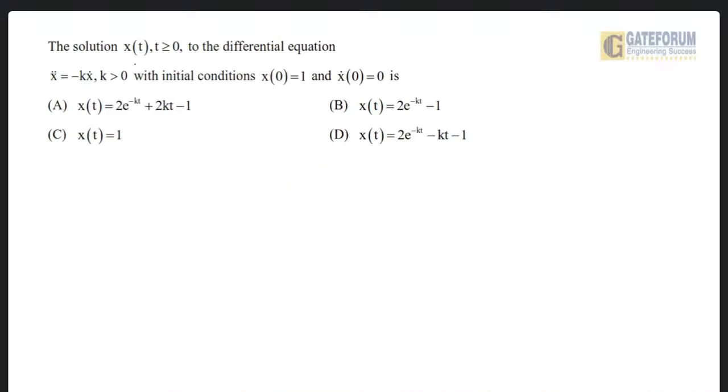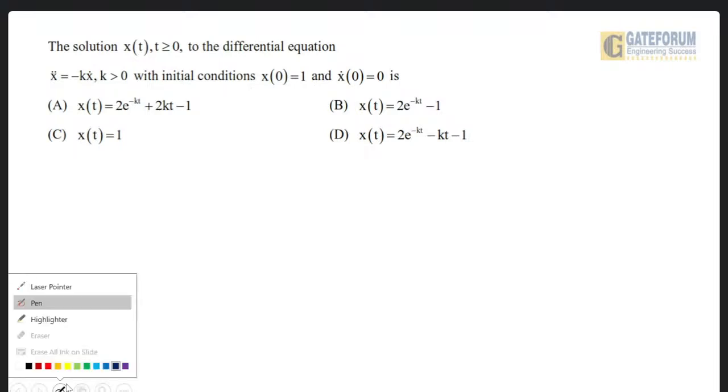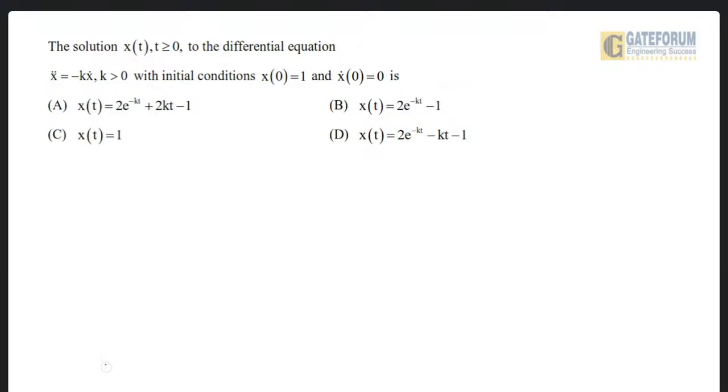The question is: the solution x of t, t greater than or equal to 0, to the differential equation x double dot is equal to minus k times x dot, k greater than 0, with initial conditions x of 0 is equal to 1 and x dot 0 is equal to 0, is. Four options given. This is from engineering mathematics, from the topic differential equation, subtopic higher order linear differential equation with constant coefficient, that is second derivative.